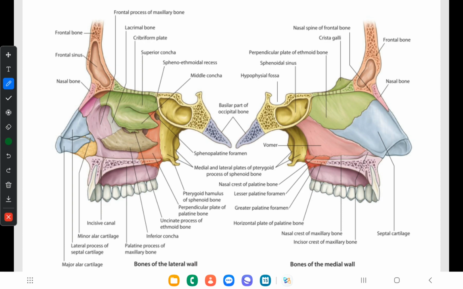In rhinitis, the nasal mucosa becomes swollen due to rich vascularity, and there is increased secretion of mucus glands, resulting in a blocked nose. So, in common cold or allergic rhinitis, there is increased secretion of serous glands, causing watery discharge from the nasal cavity. I think most of you watching this video have experienced that.